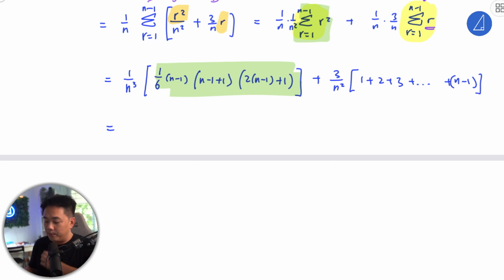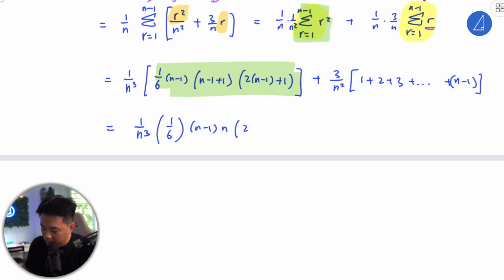Try not to expand everything. Just leave it in a factorized form. It's always better to do that. So this will be 1 over 6, n minus 1, n, then 2n minus 2 plus 1 minus 1 plus 3 over n squared, and number of terms all divided by 2, first plus last.